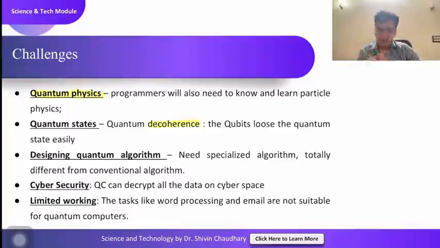So that is decoherence, that they're not linked anymore. They're not in superposition anymore. They lose that state. That would be decoherence. Then designing an algorithm will be tough. Cyber security will become a problem because, and why, I'll tell you in today's class only. And it has limited working. You cannot use a quantum computer for email.